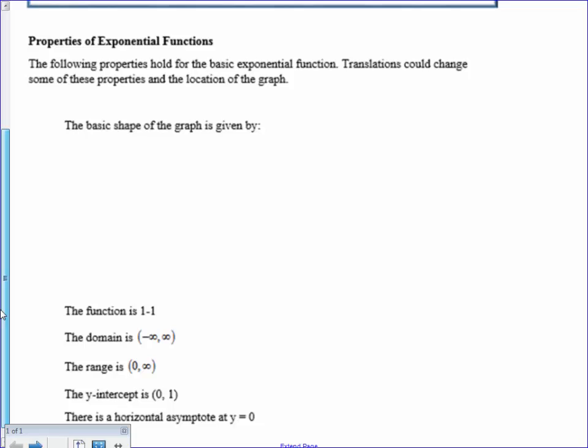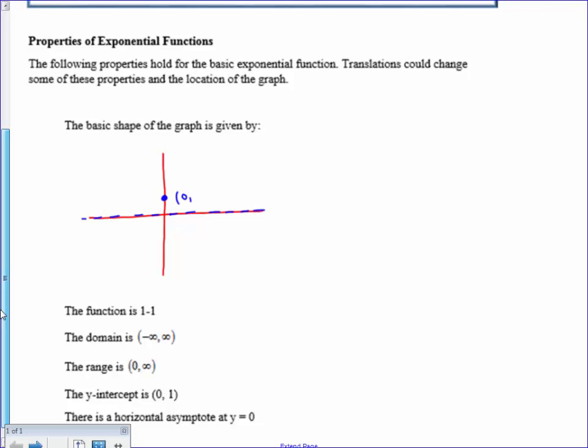Okay, first of all, I want to tell you about the basic shape of an exponential function. Translations and reflections could change this shape, but we need to know the basic one. First of all, you have a horizontal asymptote along your x-axis. This is basically an imaginary line that your graph gets close to on one end but does not touch. Next thing you need to know is that you have a y-intercept of (0, 1).